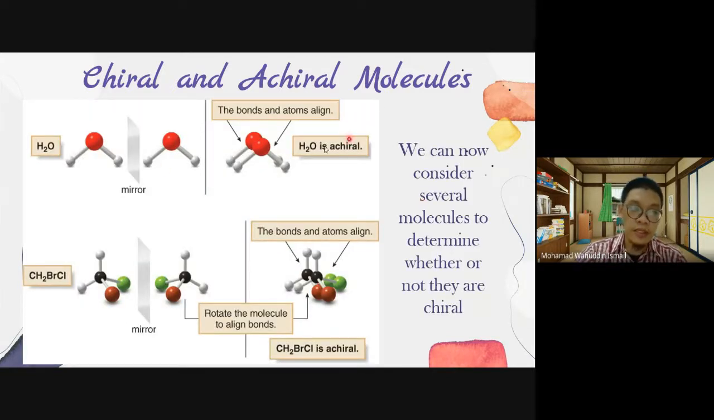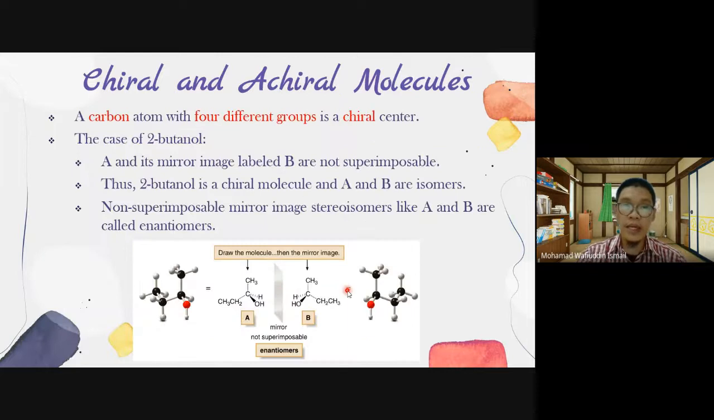Let's look at another example. So this is a molecule. We have the molecule, and this is the mirror. So this is superimposable. This is achiral. And another example here. This is non-superimposable, so it is chiral. A carbon atom with four different groups is a chiral center. This is the most important statement. A carbon atom with four different groups is a chiral center. That is the most important thing.